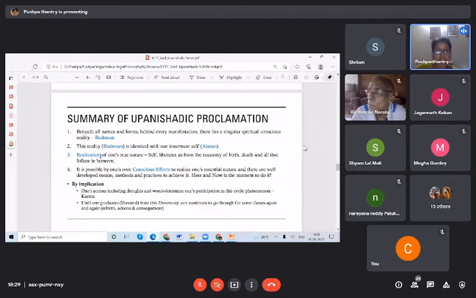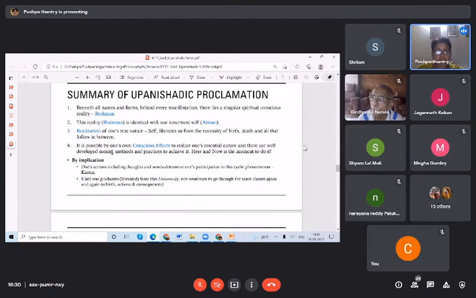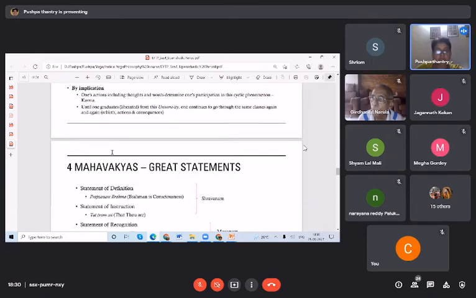And realization, what is one's true nature, what liberates us from the necessary birth and death cycle, and what are the ways to realize this true nature is explained in the Upanishads. Okay, so these are the universal phenomena that are explained in the Upanishads.